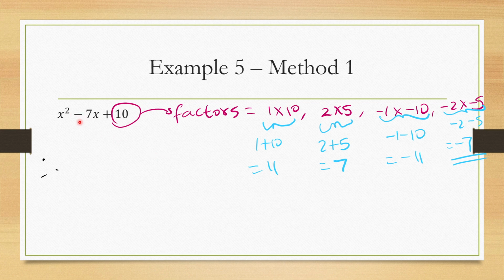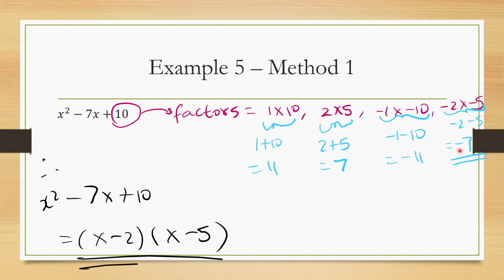So when considering this value here, the only one that is the correct answer is minus 7. This is the same value as this one. So what does this mean? This means the correct values for the factorization are minus 2 and minus 5, and they can be put in these brackets like this.